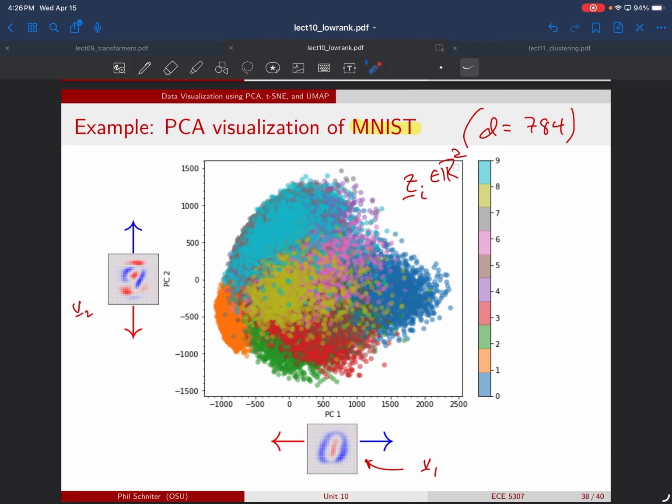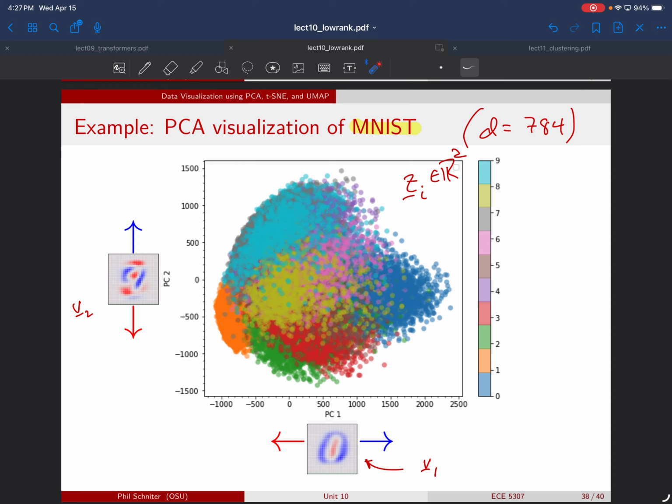So you can see that the most important component is something that sort of has the information of like 0 versus 1. So this is an image where you have positive here, negative here, and zeros elsewhere. And if you look at this kind of left to right axis here, you see that the 1s are on the left side and the zeros are on the right side. And so that is kind of showing that this principal component measures something like how much like a 0 versus like a 1 is any given digit.